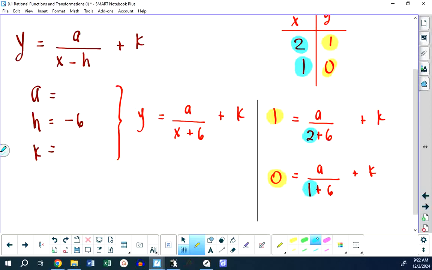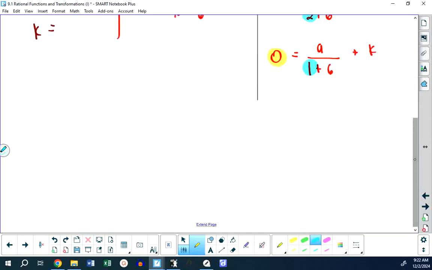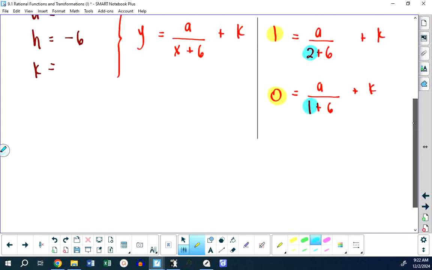Okay. So now what you need to do is simplify these two. I'm going to do this in 2 stages. I think you could probably skip a step, but equation 1 can be written as 1 equals a over 8 plus k. Equation 2 can be written as 0 equals a over 7 plus k. All I've done is add the 2 and the 6 to get 8, and the 1 and the 6 to get 7.